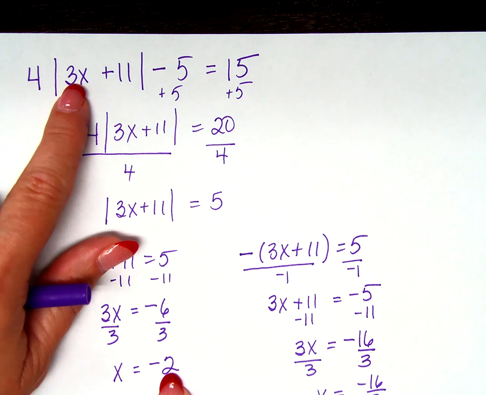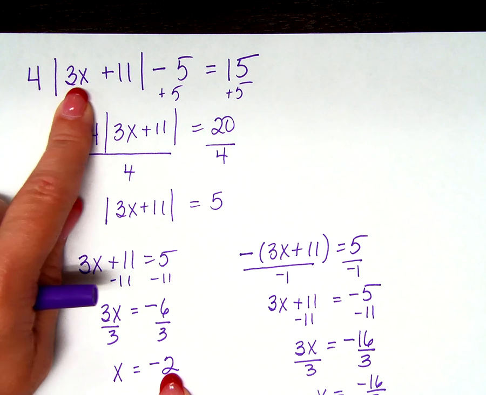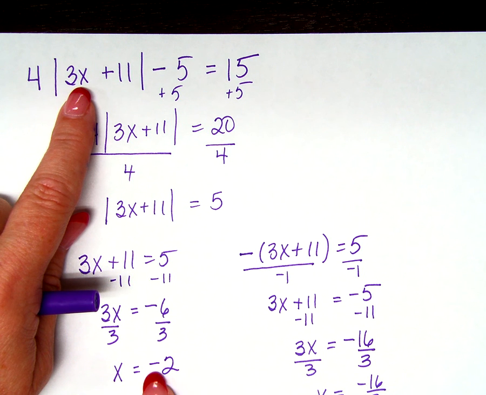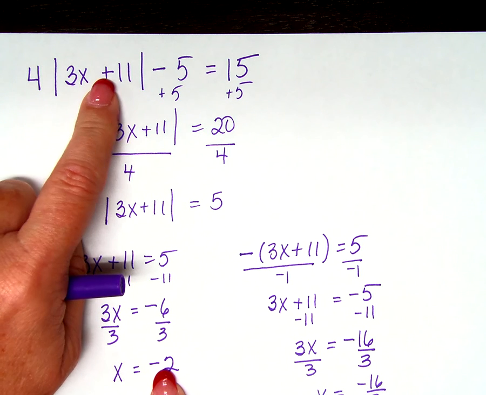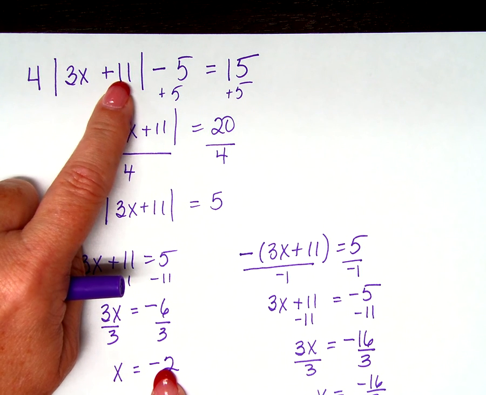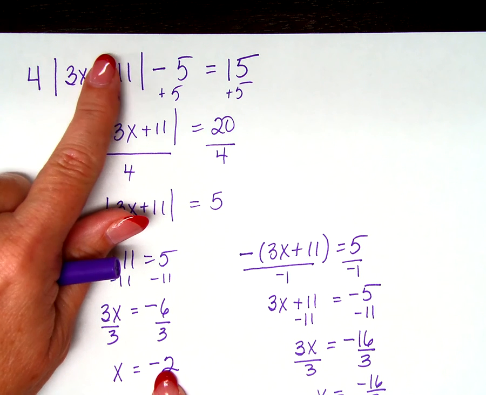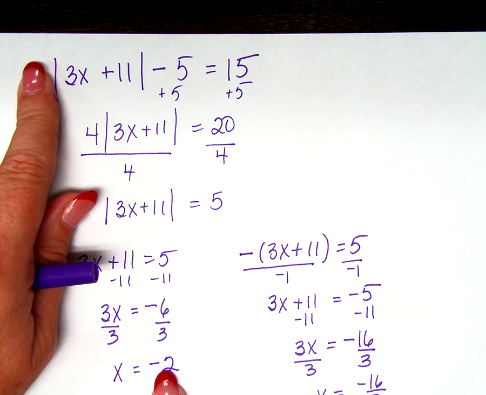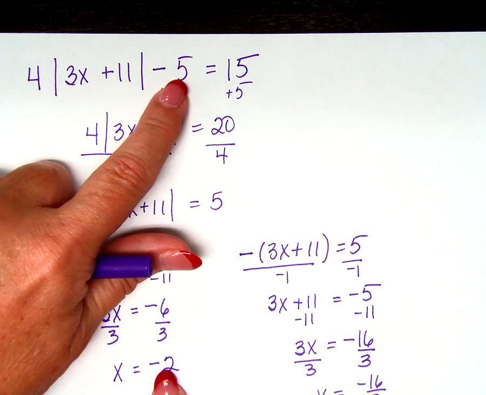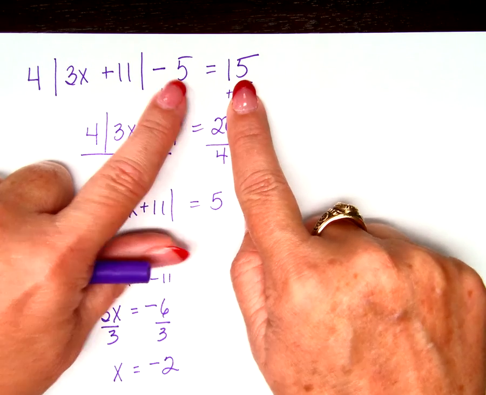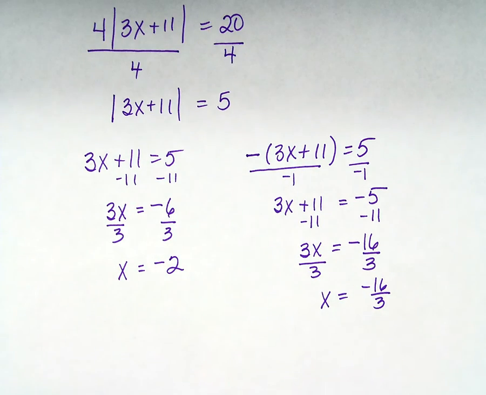So negative 2. Negative 2 times 3. Hey, did you notice where I went? I went all the way back to the beginning. Okay, so negative 2 times 3 is negative 6, plus 11, 5. What's the absolute value of 5? What is 5 times 4? What's 20 minus 5? Does 15 equal 15? So is this correct? Yes.